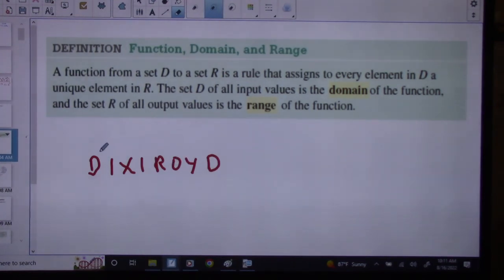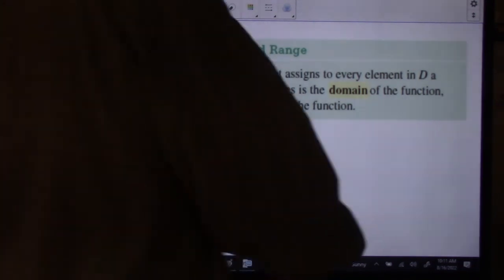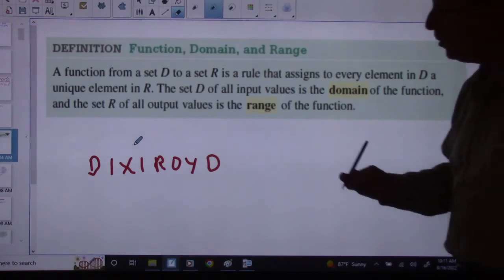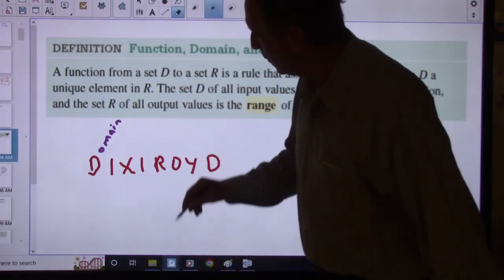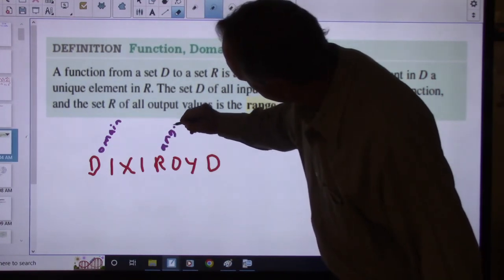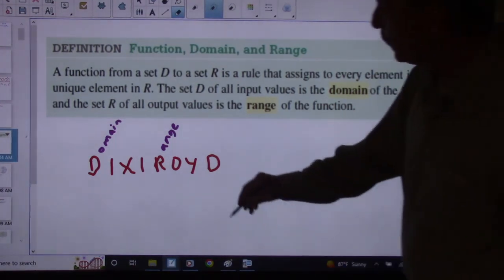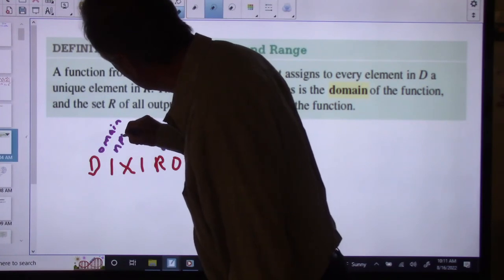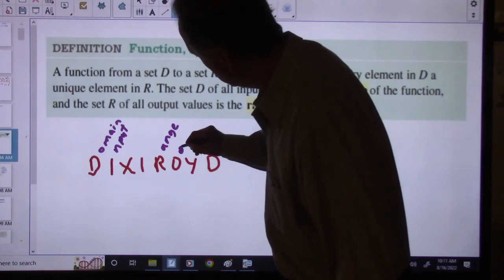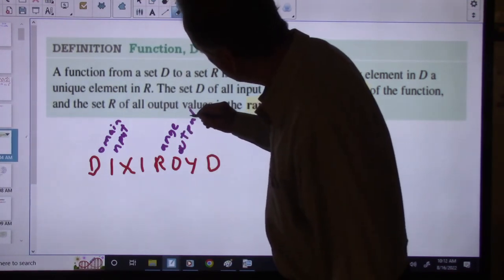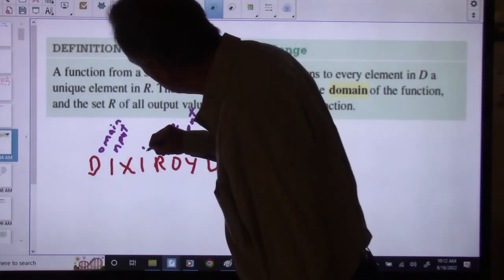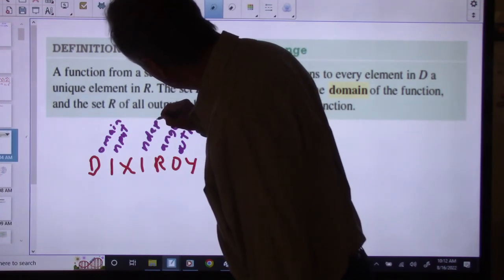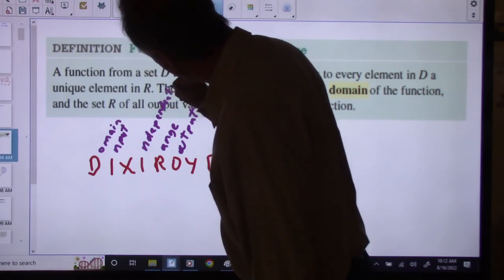So what it is, in fact, I'm going to do better if I write it up here by hand. This is sort of an acronym that helps you keep straight what they are. So this D stands for domain. This R stands for range. This I here stands for input. This O stands for output. This X just stands for X, this Y stands for Y, and this I stands for independent. And this D stands for dependent.